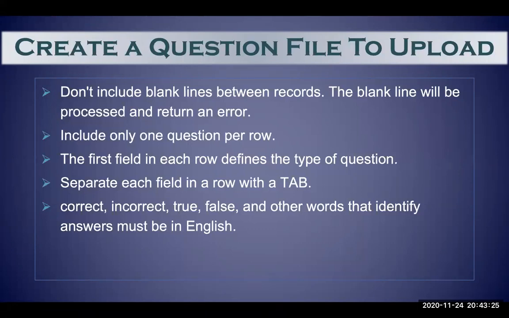The first field in each row defines the type of question. You need to follow the guidelines and steps. There are specific codes you need to follow for each question, for each row. I will show you in the next slides what specific characters you can use to differentiate the question sets. Next, separate each field in a row with a tab. And correct, incorrect, true, false, and other words that identify answers must be in English. Do not use any other language.